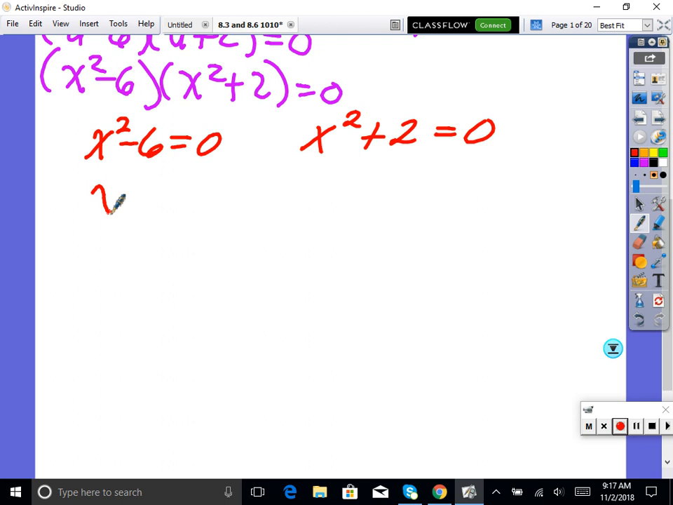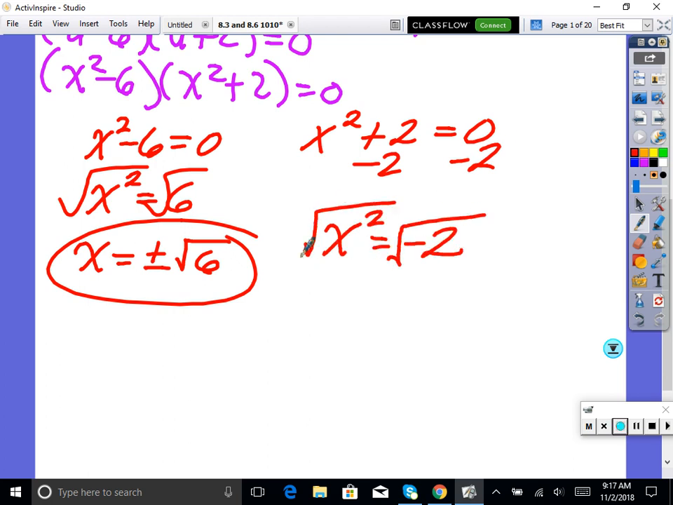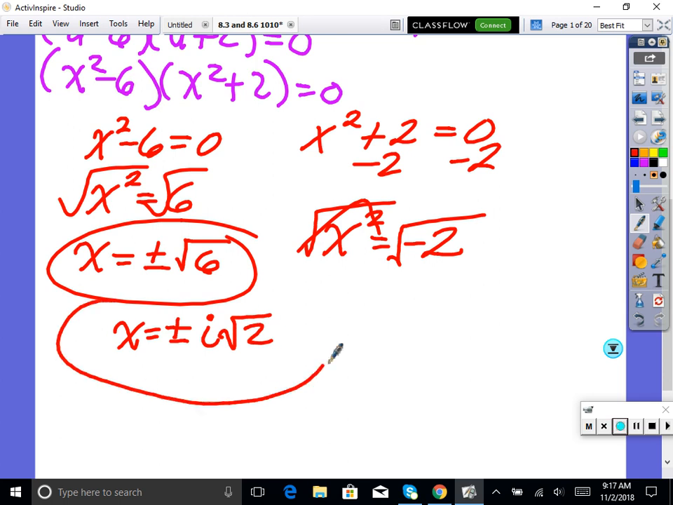So we'd add 6. X squared equals 6. Then we take a square root. X is equal to plus and minus what? Root 6, guys. Right? Square root both sides. We need a plus or minus. Okay, awesome. With this one, we'll subtract 2. So we have x squared equals negative 2. So then we'll square root both sides. So we get x is equal to what? Plus or minus i root 2. Now check. If it's degree 4, I should have 4 solutions. If you can remember, it was degree 4 at the top. Don't we have 4 solutions here? Awesome. Let's do another one.